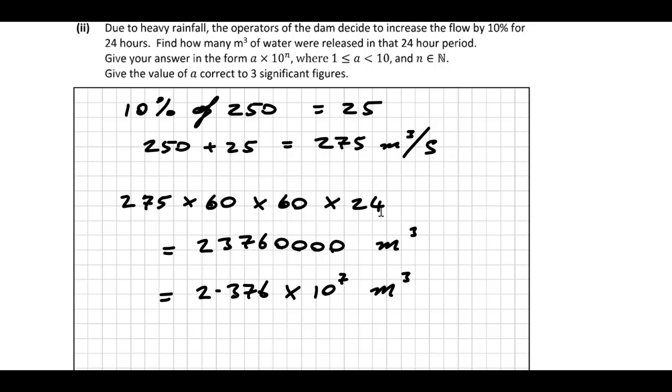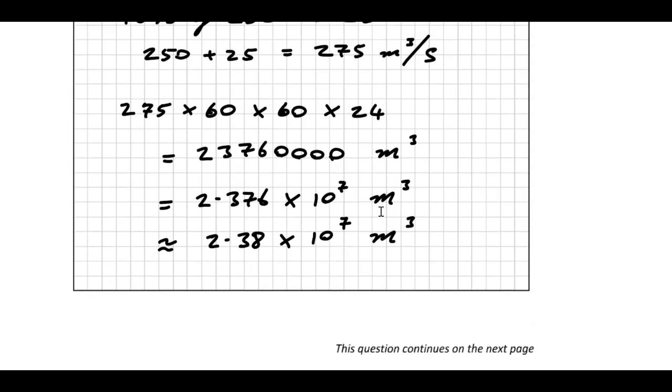Now we've got to read the question again. It says, give your answer correct to 3 significant figures. We have 4 significant figures there. So this is going to be equal to 2.38. So your significant figures start here, and 3 significant figures are going to be here. This is a 6, so we've got to round that up to 8. So that's by 10 to the power of 7 here, meters cubed. That's it for part A.